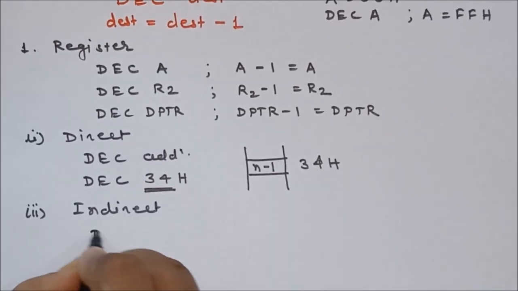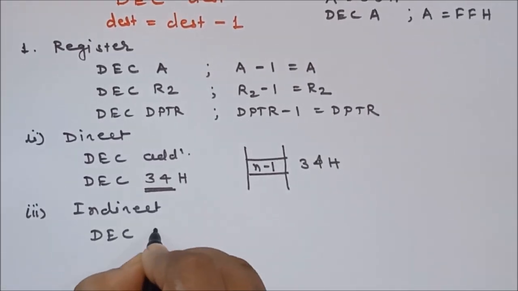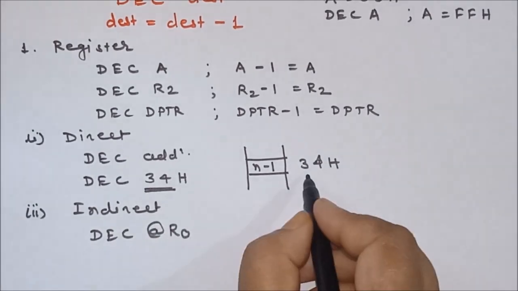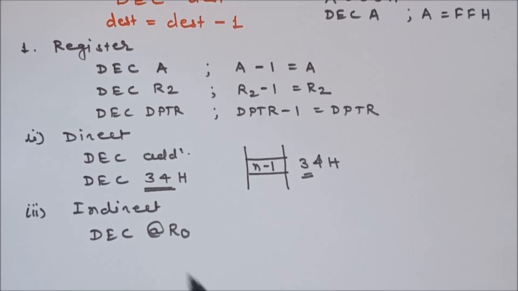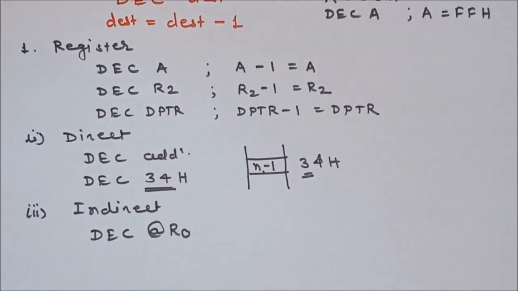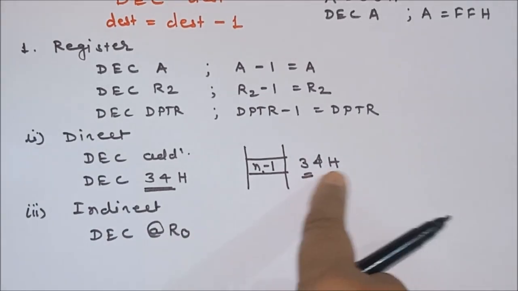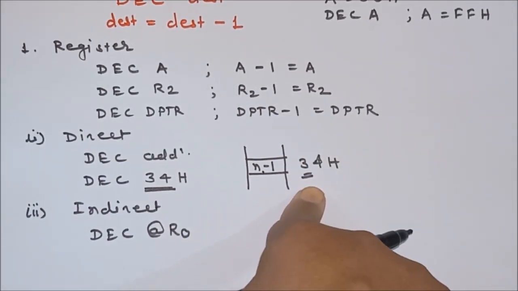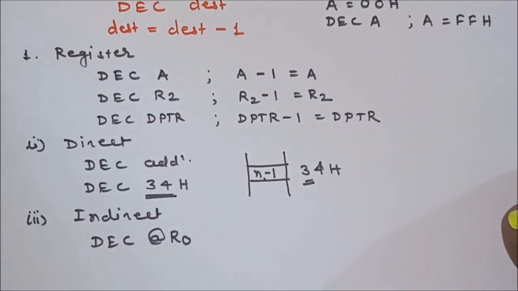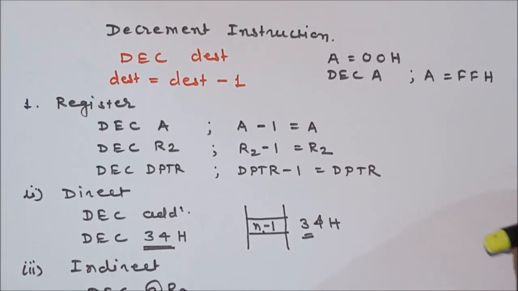Third is indirect addressing mode. In indirect addressing mode, we are using R0 or R1 as pointer. So R0 may point to this memory location and the content of this memory location will be decremented by 1. But before writing this instruction, R0 should be initialized with this value, 34H. Again, no flags are affected for the decrement instruction.